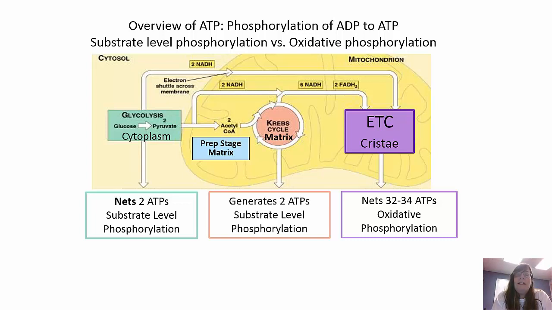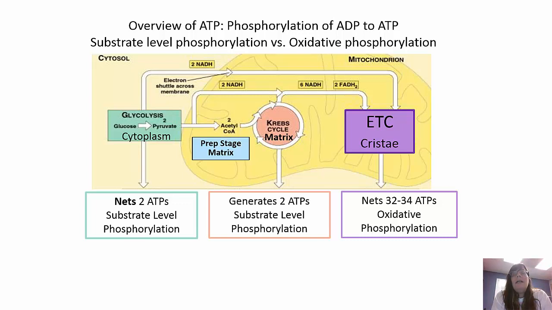Through the Krebs cycle, again, it's substrate-level phosphorylation, and we only generate 2 ATPs. 6 NADH and 2 FADH2, however, are generated, so they carry those electrons and those hydrogens to the electron transport chain. FADH2 is just an electron carrier, just like NADH.